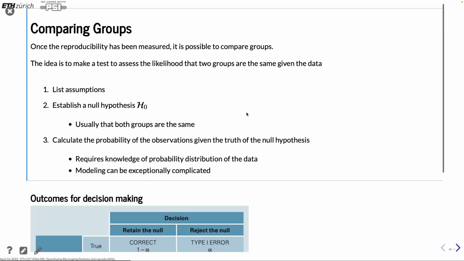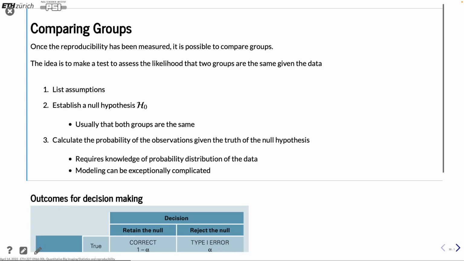First, when we start comparing groups, we have to make a list of assumptions. And out of these assumptions, we have to define a null hypothesis, which is usually denoted by H0. That hypothesis is very often that both groups are the same. Then we calculate the probability of different observations given the truth of the null hypothesis. And that requires some knowledge about the distribution of the data.